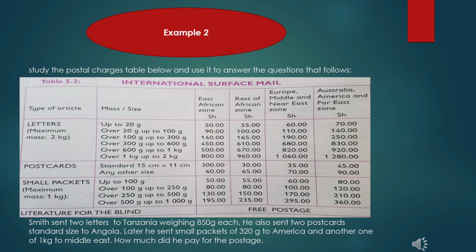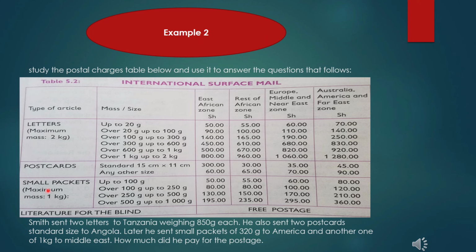We have international surface mail, sending letters and other articles within East Africa zone and the rest of Africa, even to other parts of the world. So if you understand that table, it is very easy for us to understand. Letters are being sent from 0 grams up to 2 kgs, and you know the charges which are there. Postcard, the same. Packets, small packets, and literature for the blind.